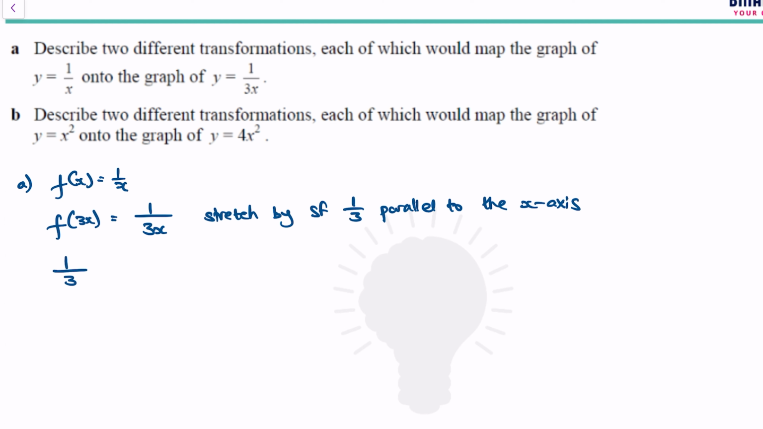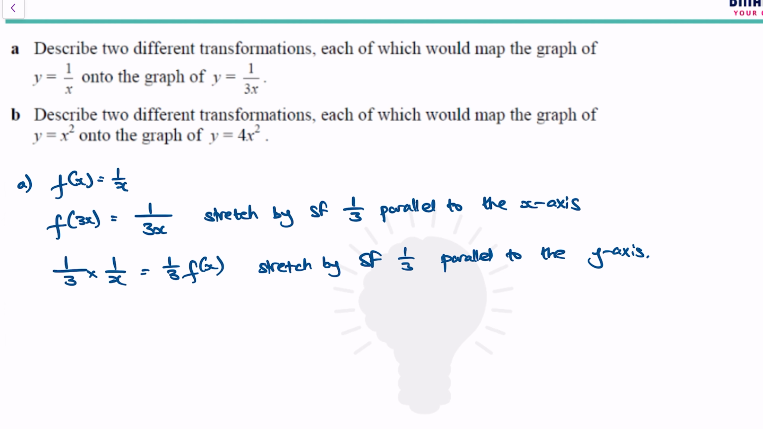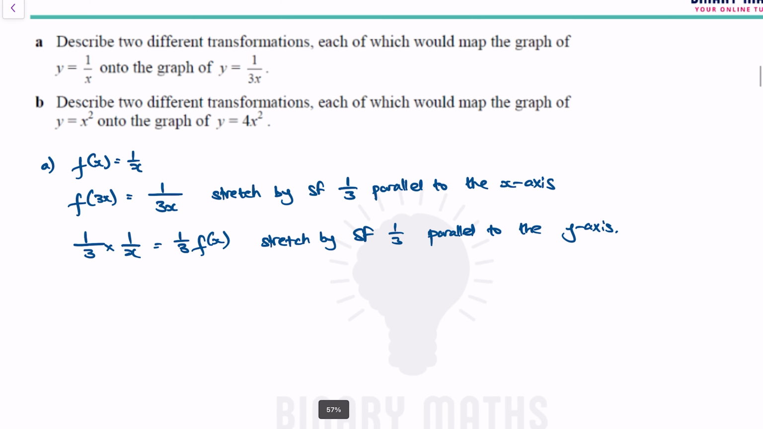In a similar way, if you do 1 over 3 times 1 over x, it's the same thing as a third times f of x, which is 1 over 3x. So that is a stretch by scale factor a third parallel to the y-axis. So these are the two transformations that give you y equals 1 over 3x, sorry.